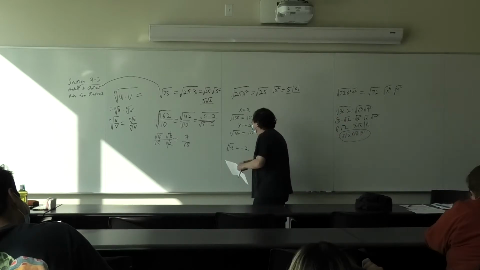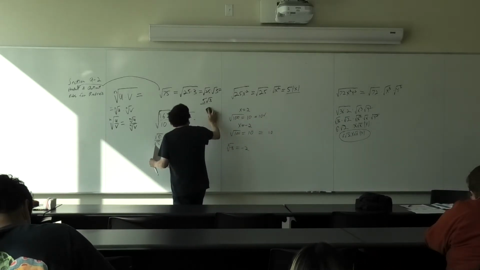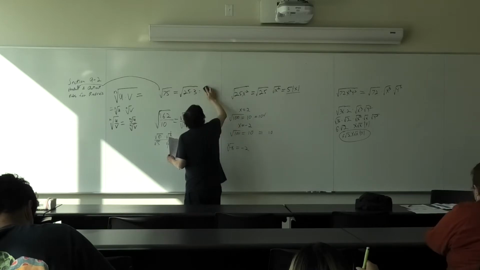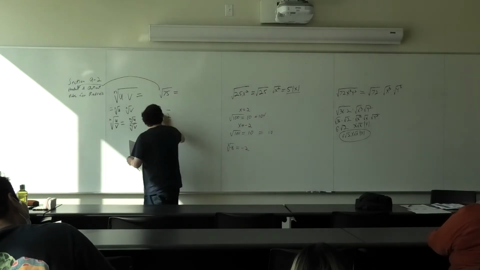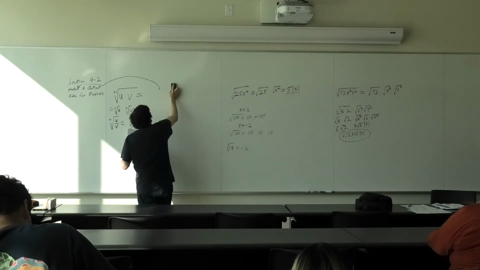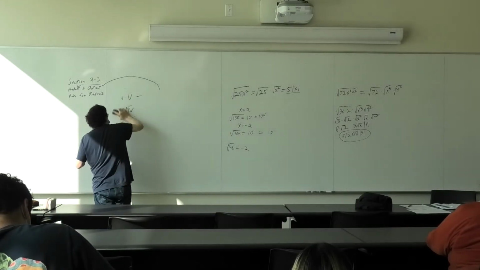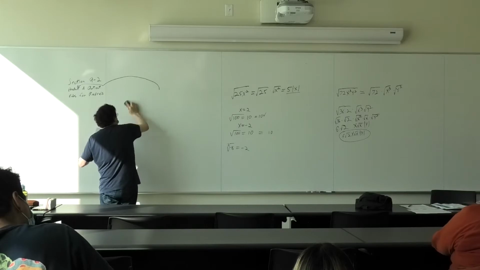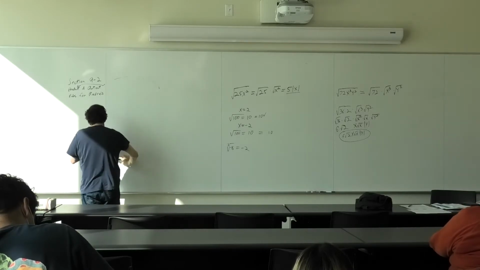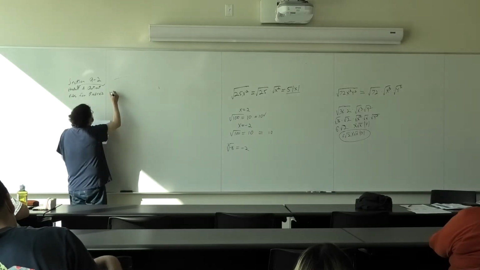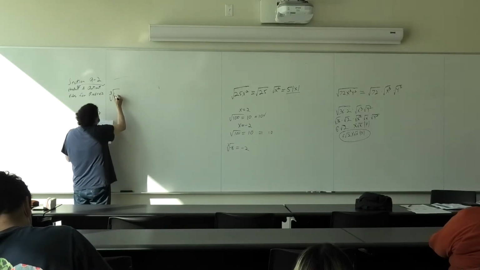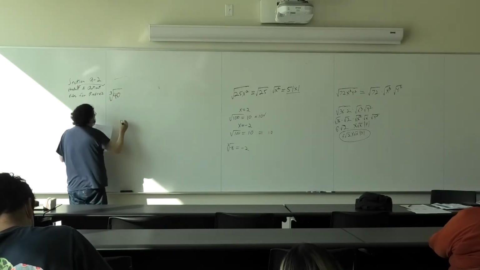Let's try something with a cube root. Remembering that for odd root radicals and odd powers, we don't have to worry about that negative value problem. Cube root of 40.